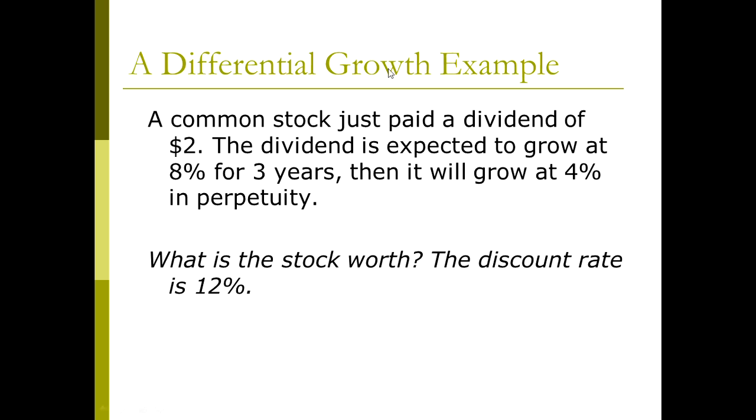A common stock just paid a dividend of $2. Okay, just paid. That is your clue. $2 is the dividend 0. The dividend is going to grow at 8% for 3 years. Fast growing period for 3 years. Then it will grow at a lower rate forever. How much is the stock worth? The discount rate is 12%.